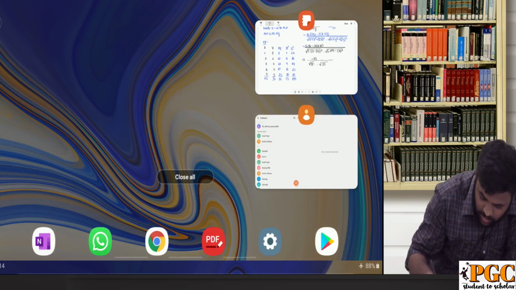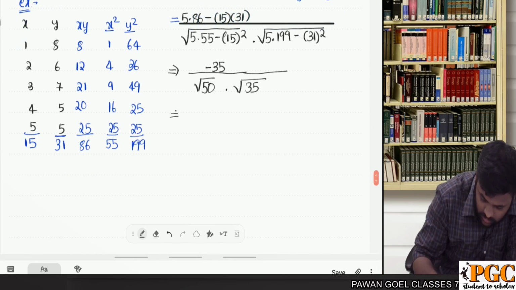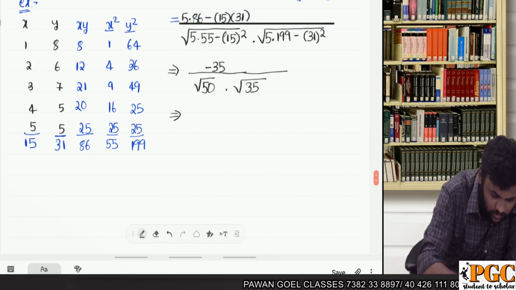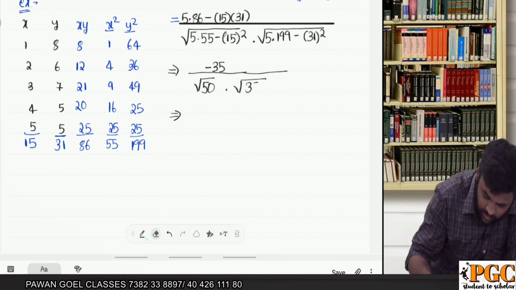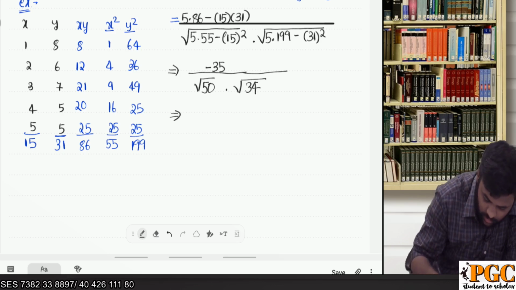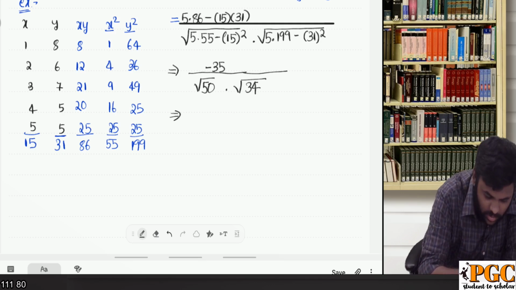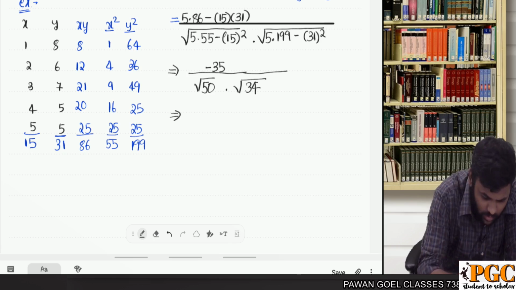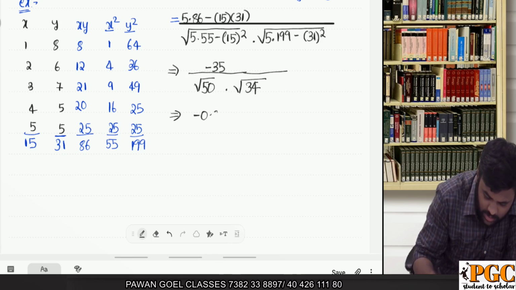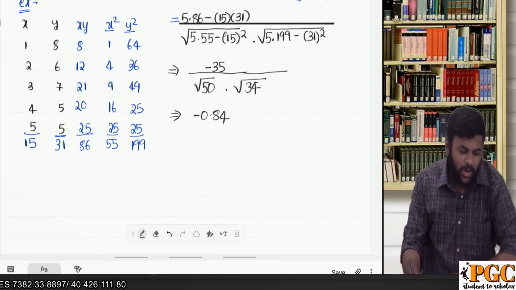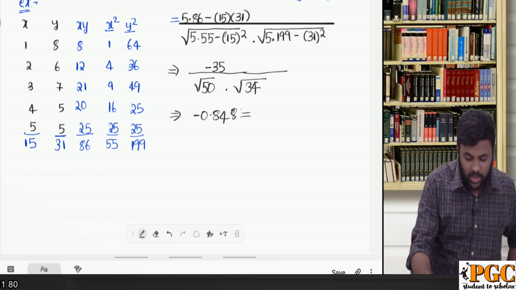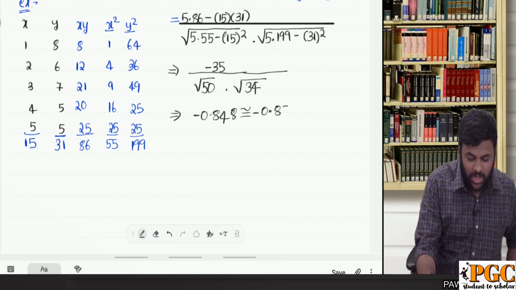Now let me apply this formula, my dear friends. Sorry for that. Not 35 my dear friends, rather it is 34. Now, what is supposed to be the value? 35 divided by 50 under root, equal to 34 divided by 50 under root, so it is supposed to be minus 0.84. So what is the value my dear friends? Minus 0.848, which is approximately equal to minus 0.85.